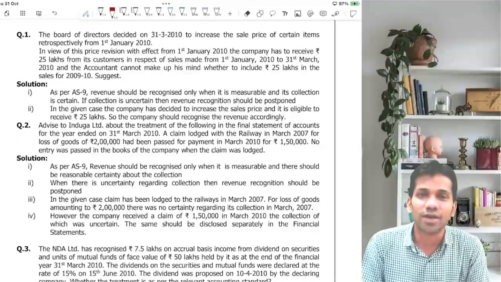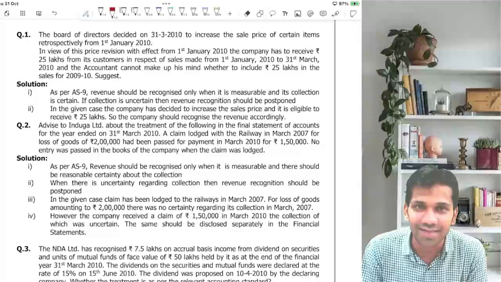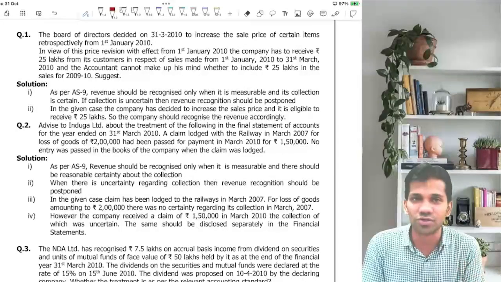Hello friends, now we are going to start with the practical sums on AS-9, which should ask in every CA inter examination. So let's start with the practical questions on AS-9.